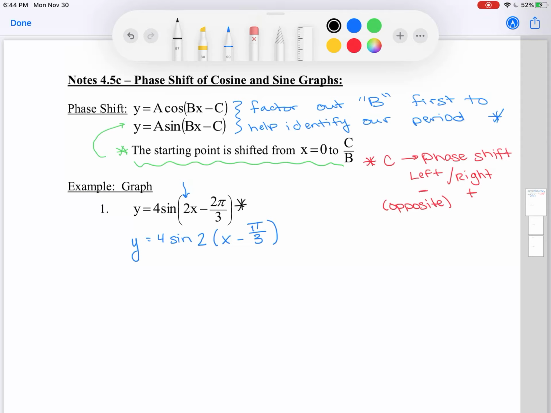Okay, so now with that factored out, let's find our three things. So my A value is going to be 4. My B value is 2. And then your C value, remember, it's always the opposite. So right now we see a minus pi over 3, but I actually want the positive. So that's going to be a positive pi over 3.